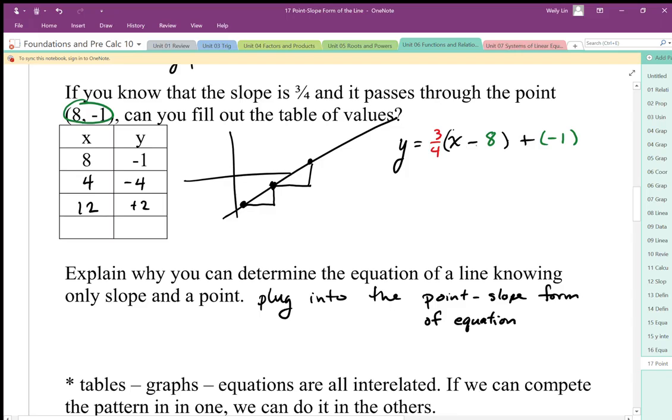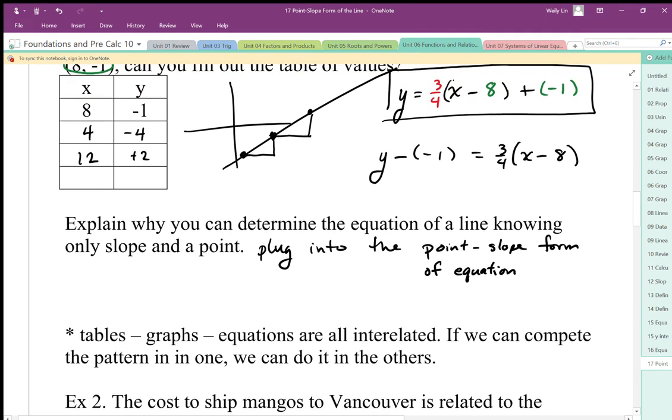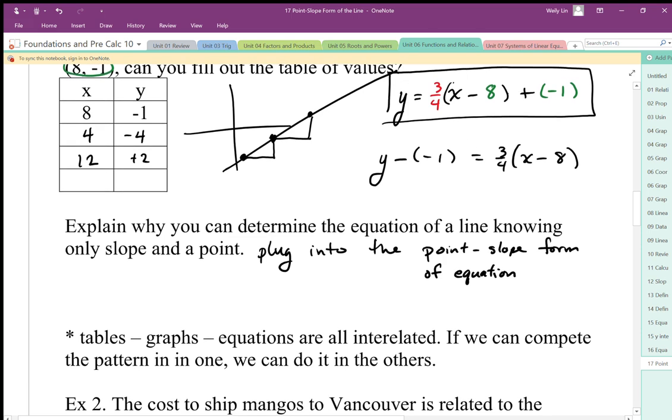Just a reminder, the way I've done it here is a little different from what you might see. Usually I like to put the dependent variable y on one side of the equation. Many formulas will just show y minus y1 equals the slope times x minus x1. These are equivalent. I think mine is a little more useful because it's a y equals equation. And just a reminder that the table, the graph, and the equation are all interrelated. If we can work out the table, we can work out the pattern on the graph and the equation of the relationship.